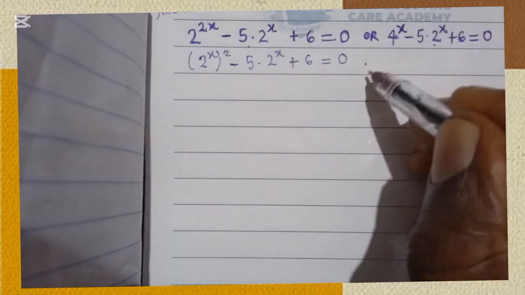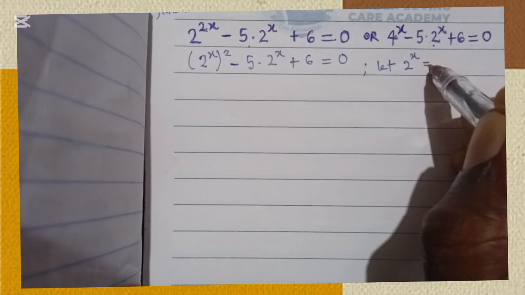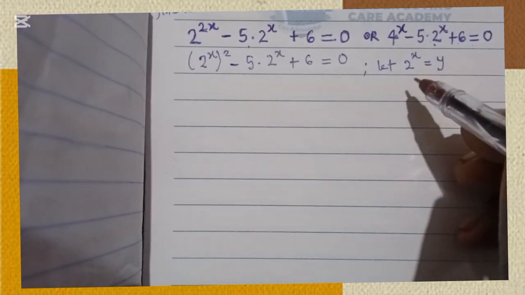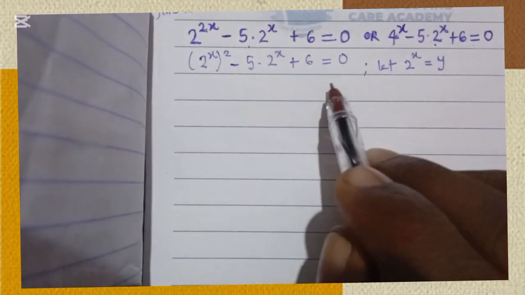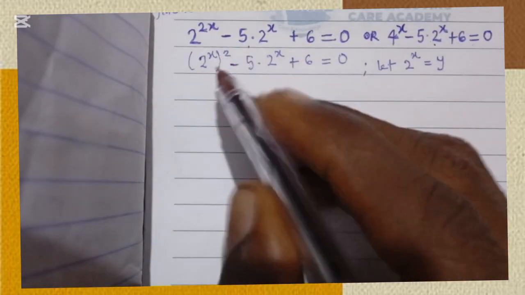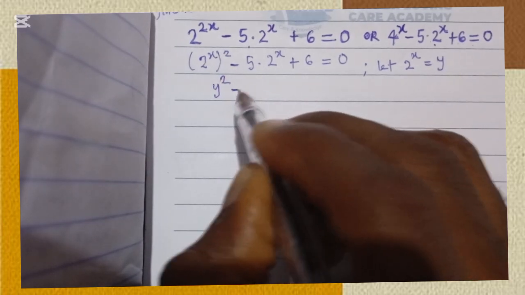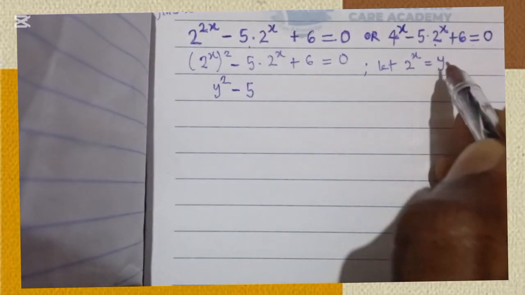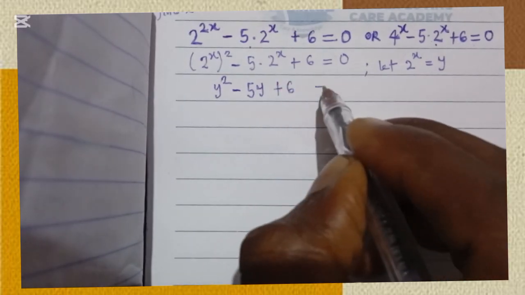Let 2 raised to the power of x be given as y. Since we cannot solve for x directly, let's use another variable, substitute it into this equation, and then work out something. When you put y for 2 to the power of x in this expression, you get y squared, and then minus 5. Anywhere you see 2 to the power of x, you put y, and plus 6 is equal to 0.